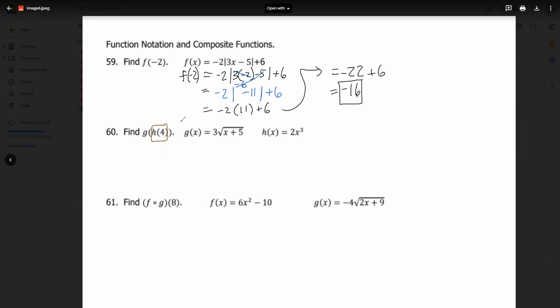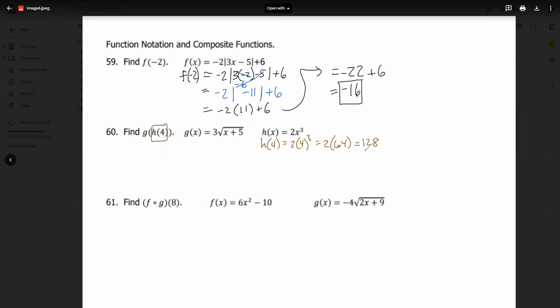So inside out means we're going to start here. We're going to do the same thing that we did up here. We're just going to plug in 4. So h of 4 equals 2 times 4 to the third. Now 4 to the third is 64. I happen to know that, but you can use your calculator. So this is equal to 2 times 64, which is equal to 128.